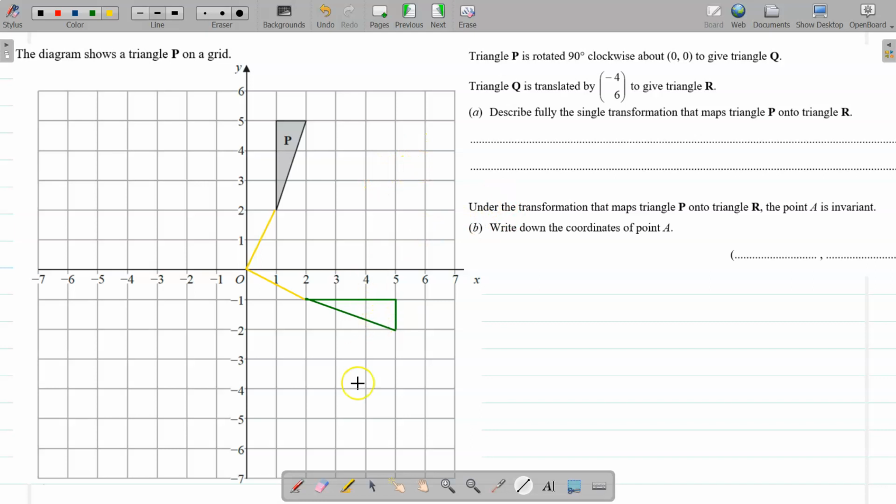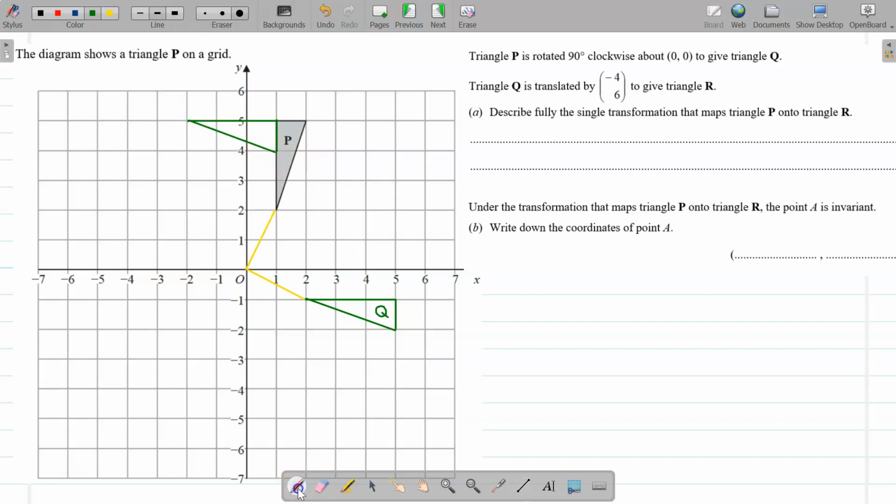I then take this shape here, which I've got to now call Q, and I've got to move that according to the translation of -4, 6. So if I move it along 4 to the left and 6 up, it's going to sit here against the previous triangle that we started with. Okay, so it's going to be this position here, okay, and here, and that's going to be R.